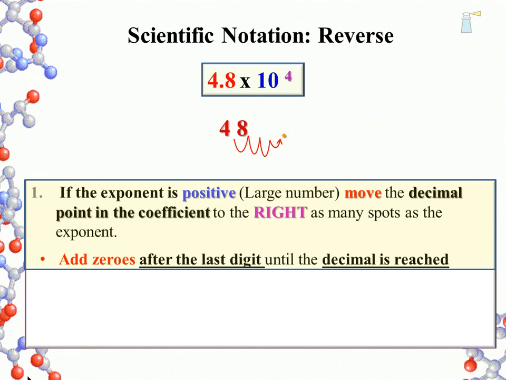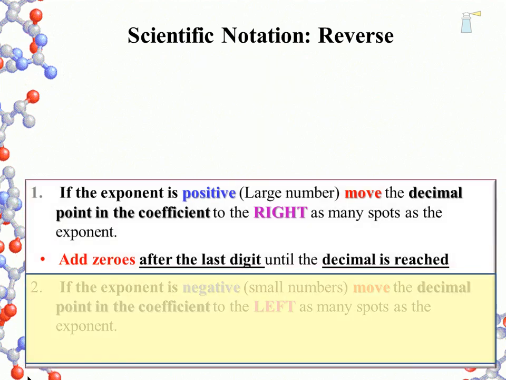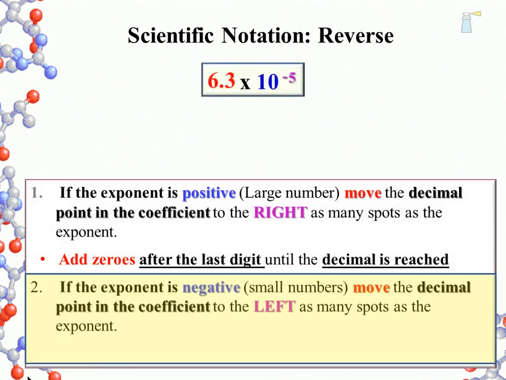And now add zeros after the last digit until the decimal point. 3 zeros and a value of 48,000. And that decimal point can be removed. The second path is when the exponent is negative. That'll be for small numbers.